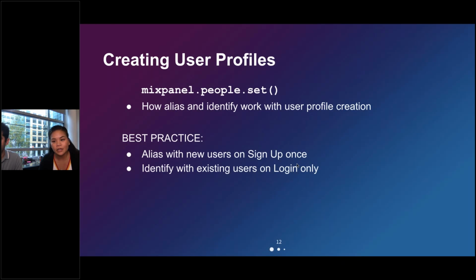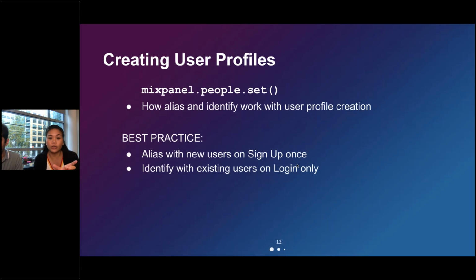We alias one time, on sign up or registration. That means we link their distinct ID, and then we alias to a known value. Usually it's an email address, and that's given during a registration period. This is why we only alias when they register. And then moving forward, when they log in, we go ahead and identify.